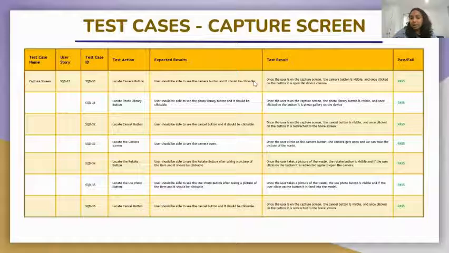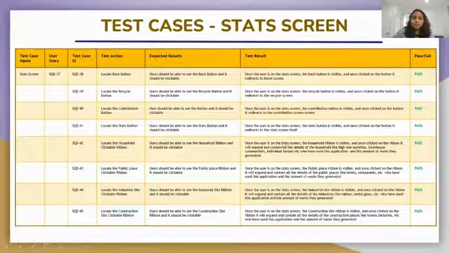So the actual result is once the user takes a picture of the waste, the use photo button is visible, and if the user clicks on the button, it is fed into the model, and this is a pass again. Now let's go over the test cases for the stats screen.